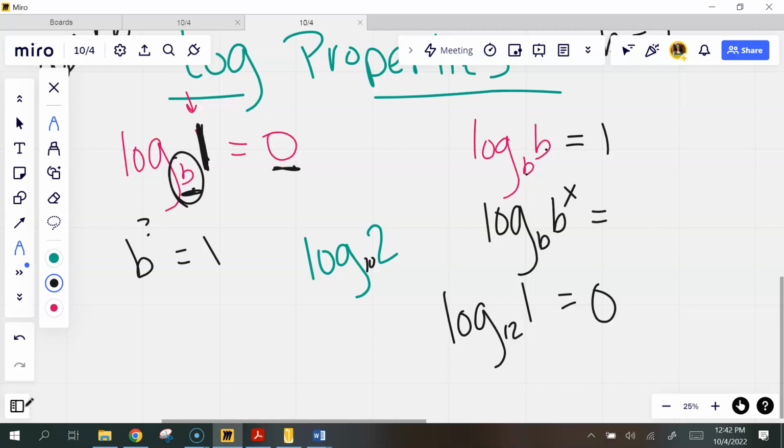Think about it, reason through it. B to the what power gives you b to the x? X. It's just x. B to the what power gives you b to the x? Whatever that exponent is, if these are the same, it just leaves you with the x. Is this coming back to y'all a little bit?